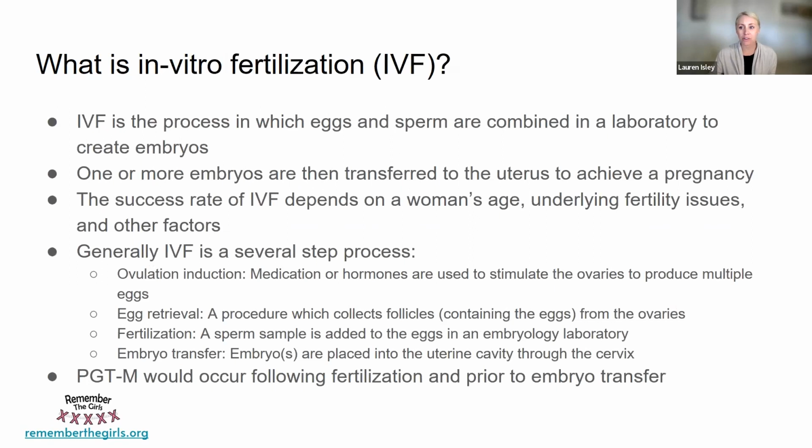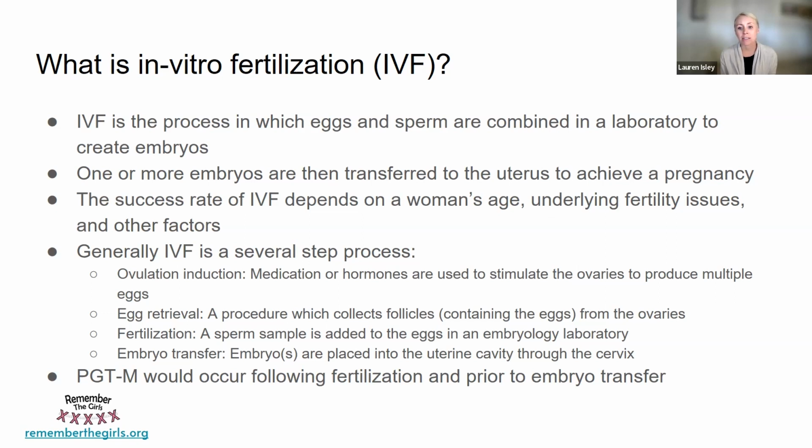So how does in vitro fertilization, or IVF, work? This is essentially the process in which eggs and sperm are combined in an embryology laboratory to create embryos. Once that happens, one or more embryos are then transferred to a woman's uterus to achieve a pregnancy. Now, the success rate of IVF is extremely variable, and it depends on a number of different factors. That includes a woman's age, and the underlying fertility issues, both on the male and the female side, and other factors as well. Generally, IVF involves a number of different steps.